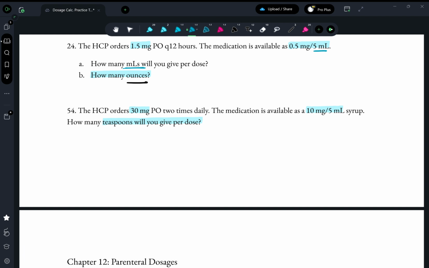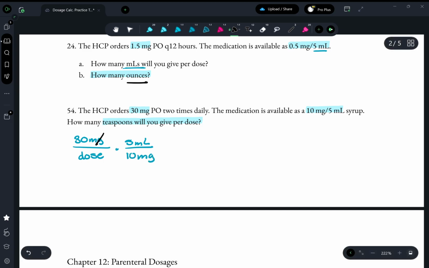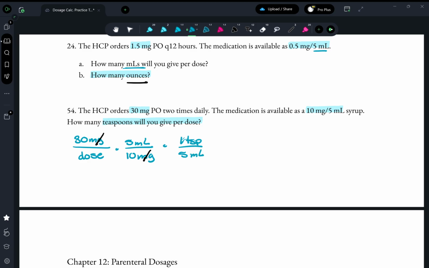So we want 30 milligrams in our dose. We have 5 mLs, which will give us 10 milligrams, because remember, we want to cancel our milligrams out. And now we want to get to our teaspoons. So we know 1 teaspoon will give us 5 mLs. Now our mLs cancel out. And now I multiply across. So that's going to come out to 150 over 50, which is then going to give us 3 teaspoons per dose, because we always want to put our units. And there we go.